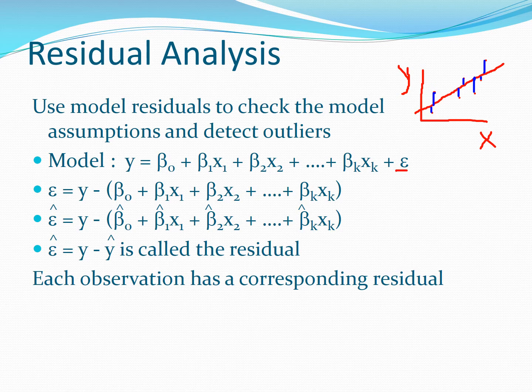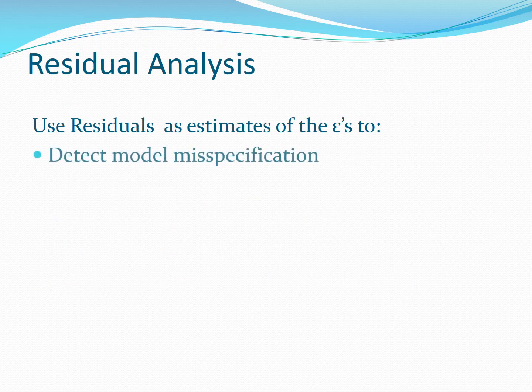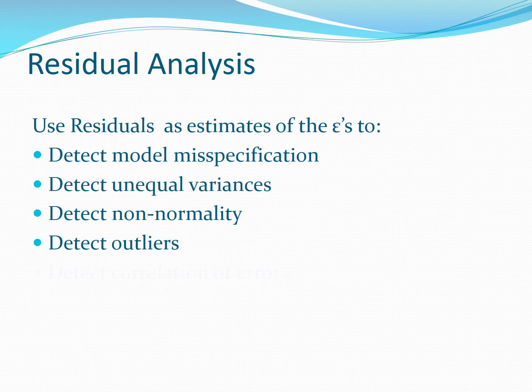Each observation has a corresponding residual. Now we're going to use these residuals to do a whole bunch of things. I'm just going to throw them up here for you. Detect model misspecification. This is actually tied to the mean error equals 0 assumption. But did we get the right model?